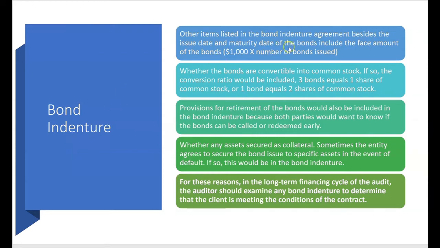So they could ask you questions about the bond indenture agreement on the CPA exam. Other items listed in the bond agreement, besides things like the issue date of the bonds, the maturity date of the bonds, the face amount of the bonds, which would be $1,000 times the number of bonds issued. The face amount of every bond is $1,000. So if they issued 100 bonds, then the total face amount of the bonds would be $100,000. If they issued 1,000 bonds, the total face amount of the bond issuance would be $1 million.